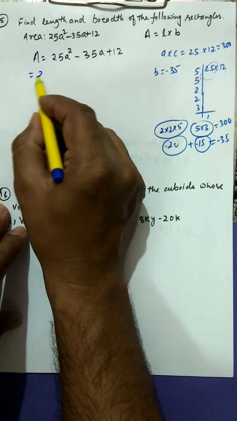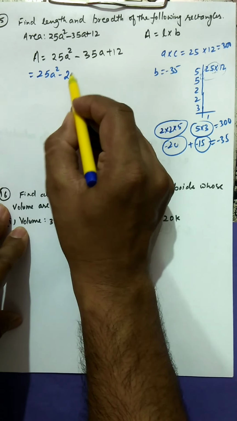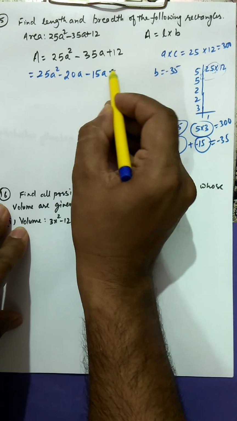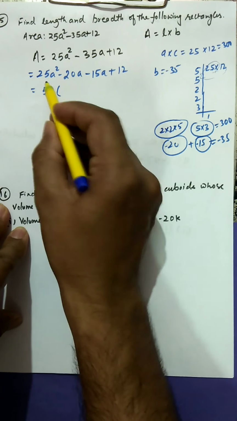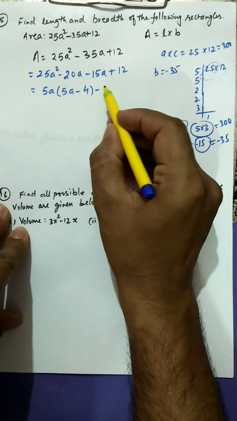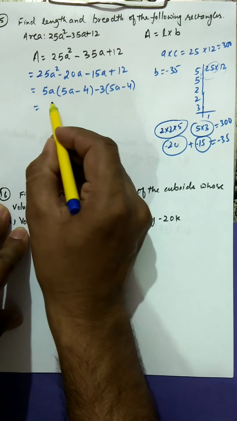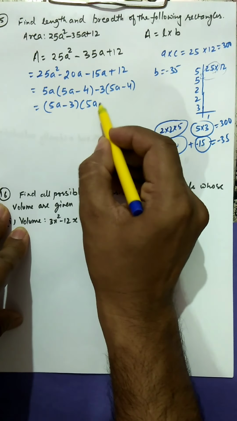This is 25a² and this can be written as minus 20a, and this can be written as minus 15a, plus 12. So from 25a² minus 20a, we can see that 5a is common, so this is 5a and this will be 5a minus 4, and from here you can get 3 common, so this is 5a minus 4. So now I have got 5a minus 3 and 5a minus 4.